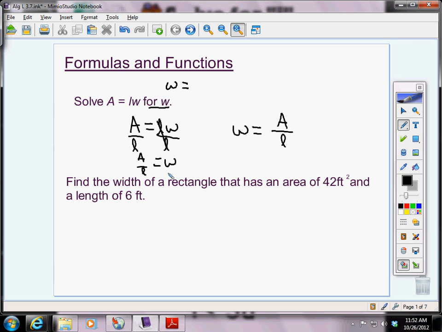What that allows us to do is take some word problems, real life problems, and solve them easier. It says find the width of a rectangle that has an area of 42 square feet and a length of 6 feet. So if we use our formula now, width equals area divided by length, we can just plug in what we know. We know our area is 42 and our length is 6. 42 divided by 6 would be 7. So our width is going to be 7 feet. Again, all that allows us to do by changing this formula is to solve our real life problem a lot easier. Let's look at another example.